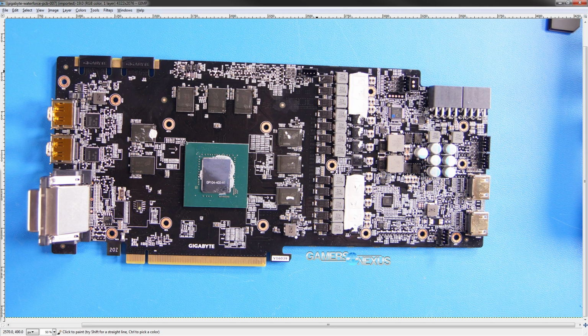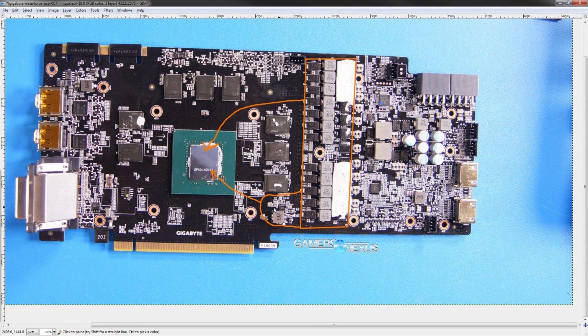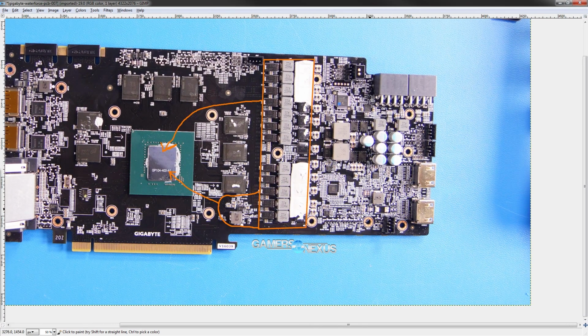First things first, we have the core voltage VRM right here, and that provides power to the GPU core. Down here we have the 1 volt PLL voltage. This is an extra voltage that is required to make the GPU core work, but it's not really an important VRM. It's very low power, it doesn't have any impact on overclocking, and it isn't impacted by overclocking in any way either, so it doesn't really matter. And we're not going to actually cover that one in detail.